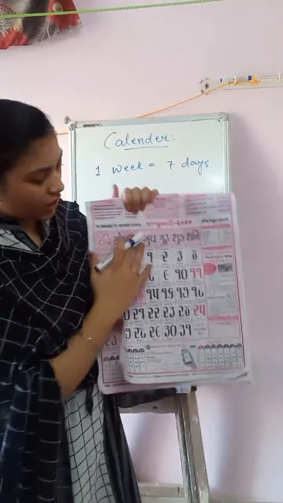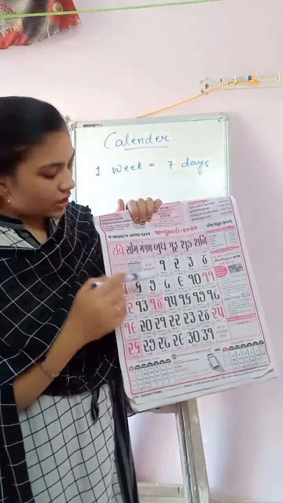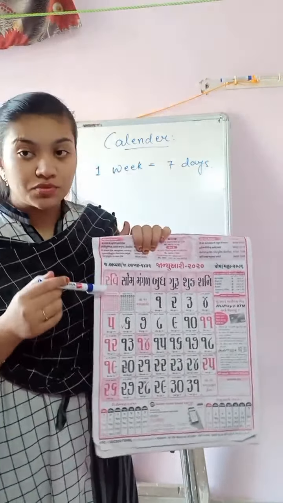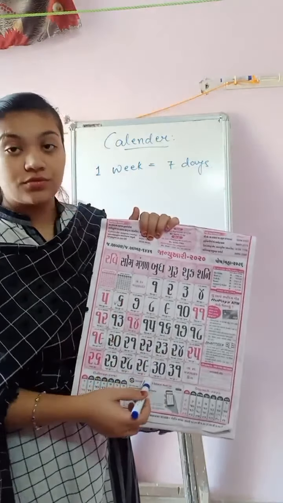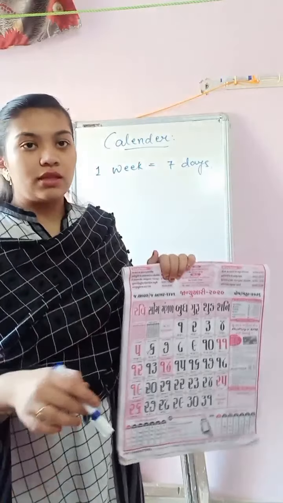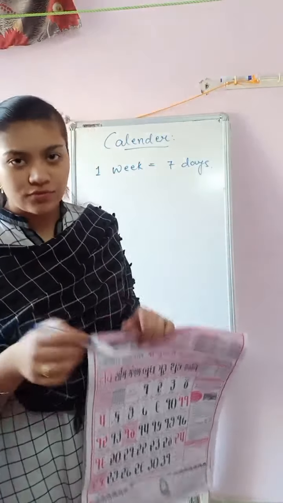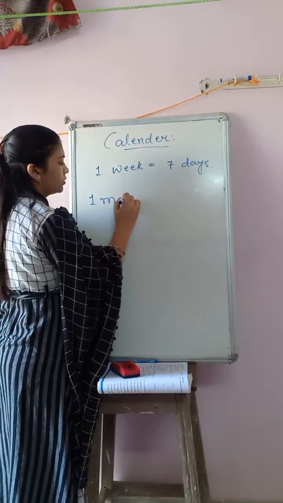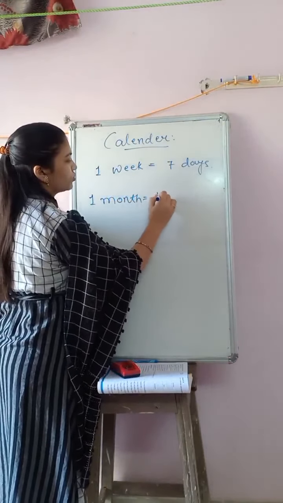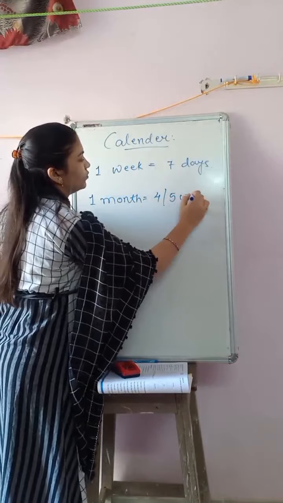Now it's asking for the month. There is a month and it has some particular weeks: 1 week, 2 weeks, 3 weeks, 4 weeks and 5 weeks, like this. Some months have 4 weeks, some months have 5 weeks. So 1 month equals 4 or 5 weeks.